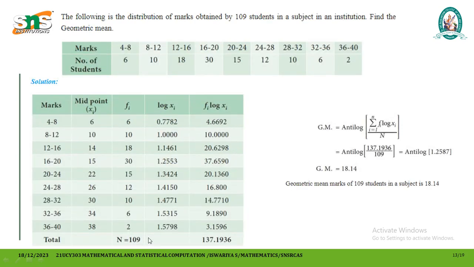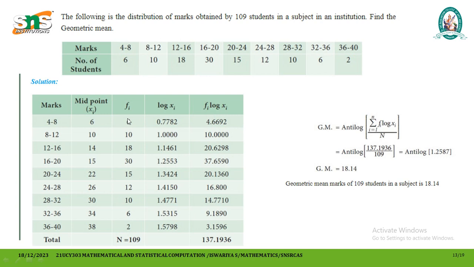So the next one is the continuous series for the geometric mean. Here the class intervals are given. First I have to find the midpoint, or we have already seen in the previous problems how to find the midpoint using that same formula. Here I found the midpoint for this question. After that, the same procedure, I have to find the log x. Using the x values, I found the log x in the scientific calculator.